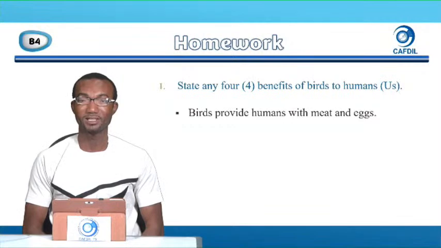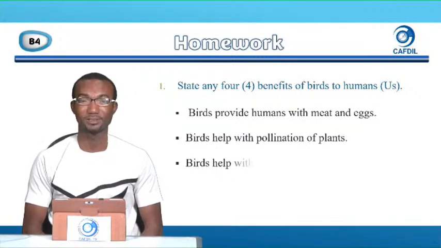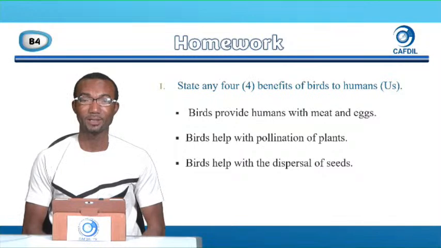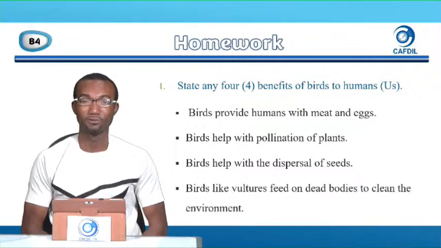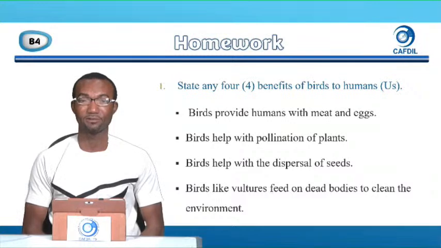Birds provide humans with meat and eggs. 2. Birds help with pollination of plants. And then 3. Birds help with the dispersal of seeds. And 4. Birds, like vultures, feed on dead bodies to clean the environment.